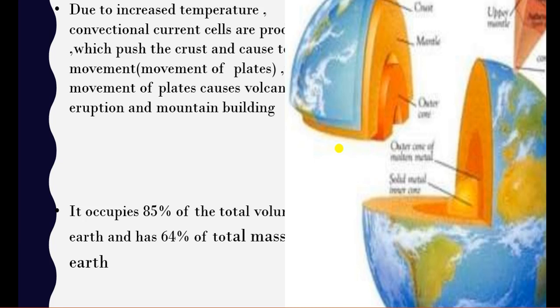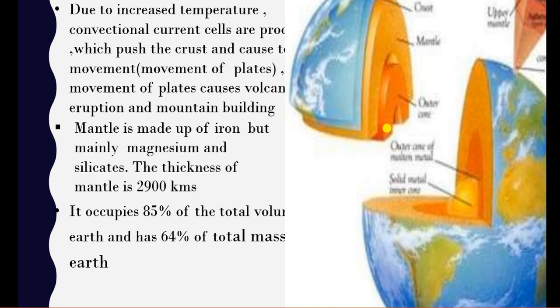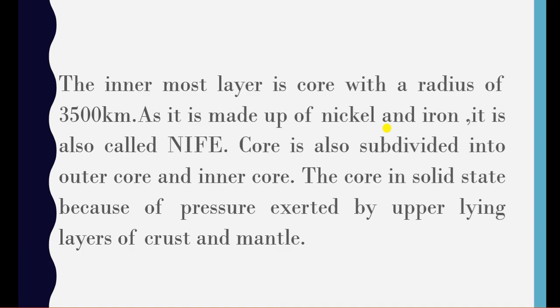It is because of that energy that the plates move, and because of that movement of plates different landform features are formed. As I said earlier, movements can be of different types. Plates coming close to each other can mean mountain building. Plates going away from each other means the molten material will come out, and there will be eruption of volcanoes, eruption of molten material through volcanoes. Mantle is made up of iron, but mainly magnesium and silicates. The thickness of the mantle is 2900 kilometers.